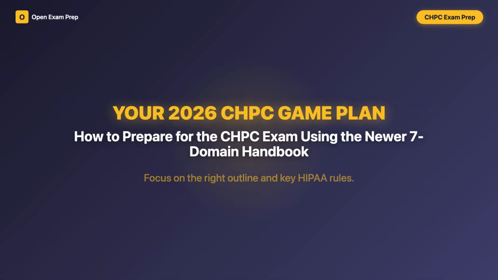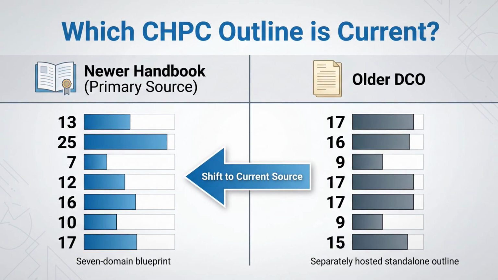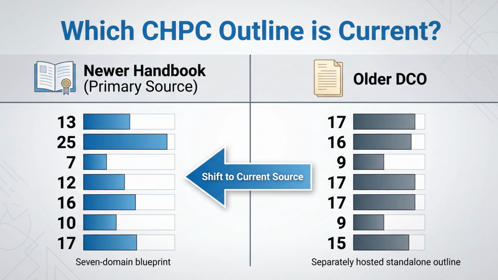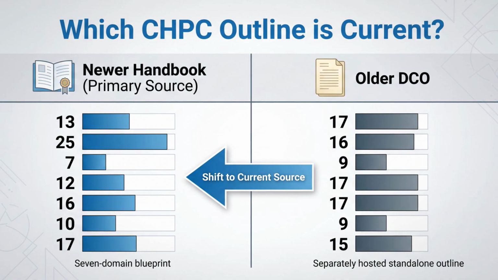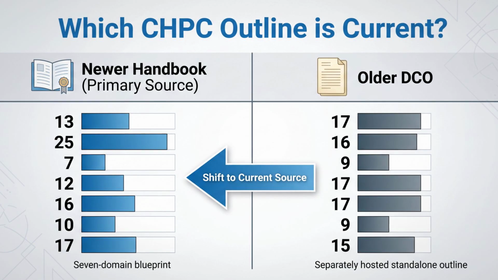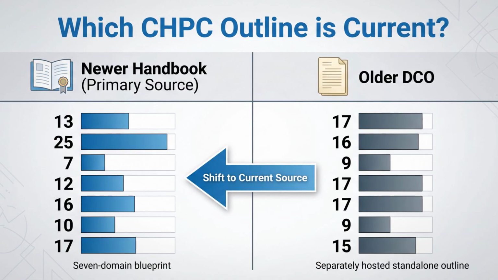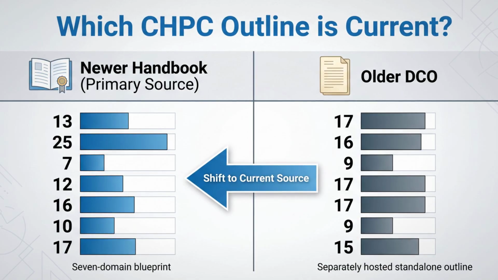Let's build a practical study plan for the CHPC exam, starting with the correct official content outline. A critical first step is knowing which blueprint to study from. HCCA currently has 2 different official CHPC outlines online. An older, standalone document shows one set of domain weights, while the newer candidate handbook shows another. The handbook calls itself the primary source, so you should give it precedence.